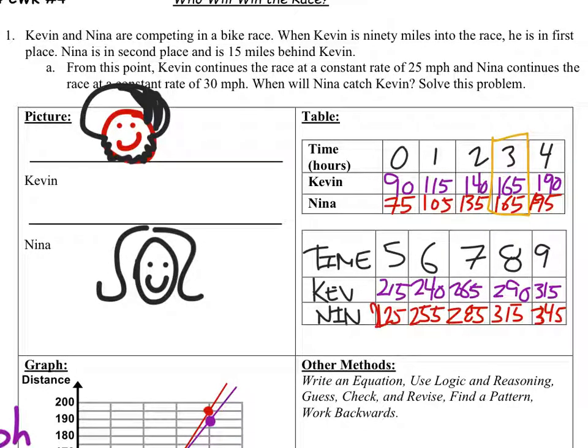And again, this shows that the increments are getting closer and closer until they're matched, and then they go farther apart every hour by 5 miles, because Nin is 5 miles per hour faster than old Kev.